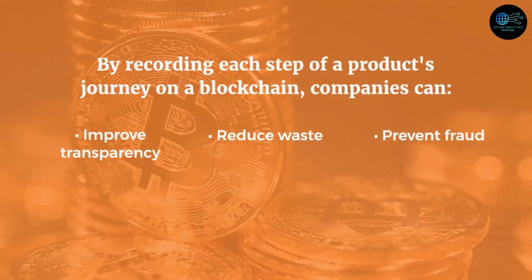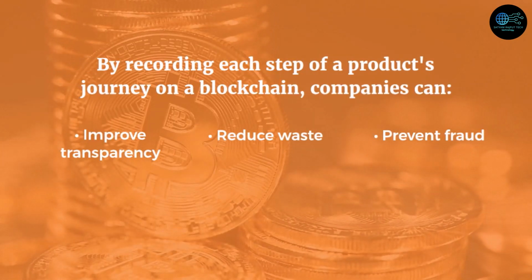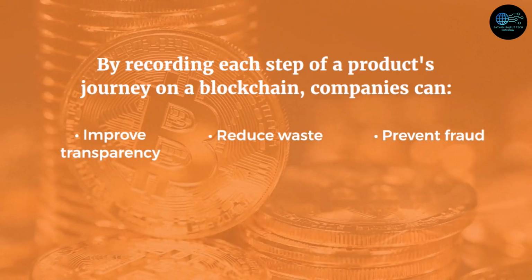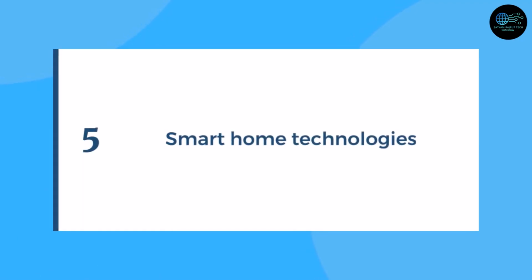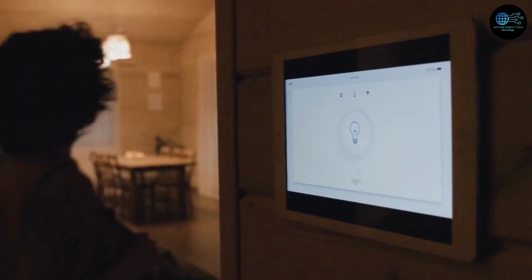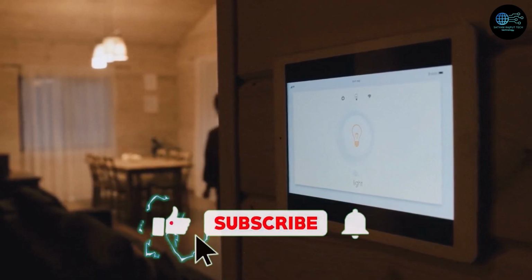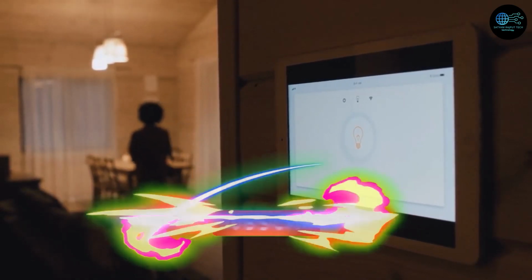By recording each step of a product's journey on a blockchain, companies can improve transparency, reduce waste, and prevent fraud. 5. Smart home technologies. Connecting home devices like thermostats, lights, and door locks to the internet via IoT creates a highly adaptable and customized living experience.